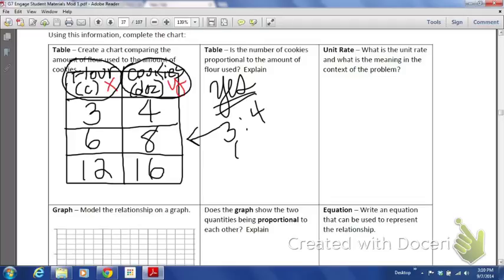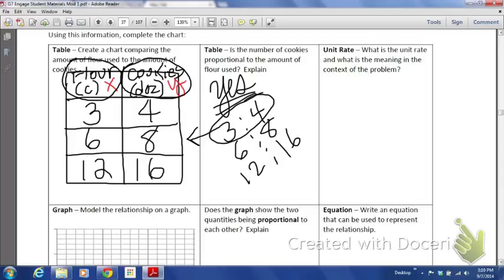6 is going to give you 8, and then 12 is going to give you 16, because these are all equivalent or proportional to each other. And in the simplest terms, this 3 to 4 would be the simplest one. Now the unit rate, what is the unit rate and what is the meaning in the context of the problem?